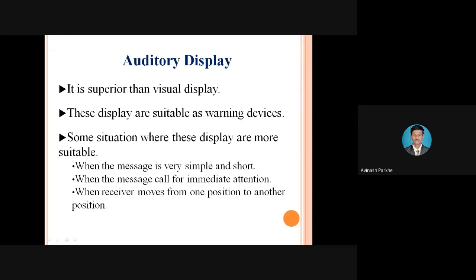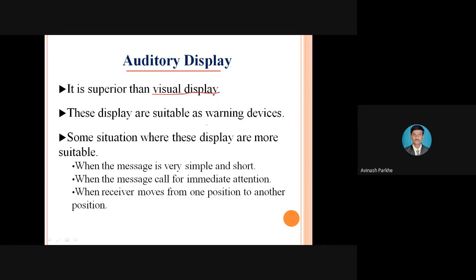Auditory display means you get the information in the form of voice. That's why I gave the example of our college, the central PA system, because sometimes the auditory display is very superior. If I have to give information immediately to the operators and workers, it is not possible to visit each and every workstation and machine. At that time this auditory display plays a very important role. Therefore, the auditory display is superior to the visual display.